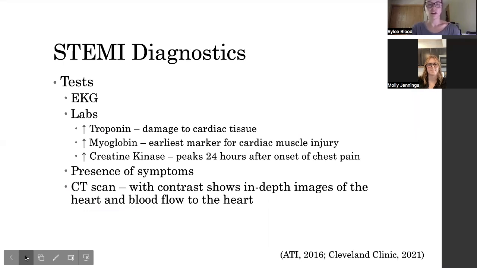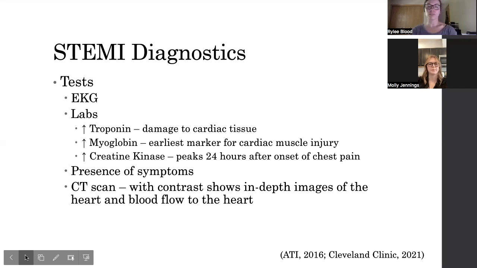Okay, now we're going to talk about the diagnostic tests that are completed for a STEMI. First and foremost is that EKG. As we've stated a few times here, that ST elevation is what differentiates this heart attack from others. So seeing that ST elevation means that it is in one of those three different coronary arteries, and it needs to be treated rapidly because the chambers of the heart are not getting adequately perfused.